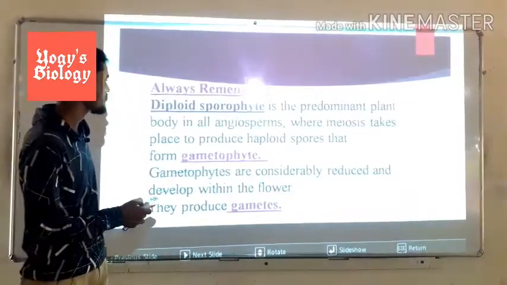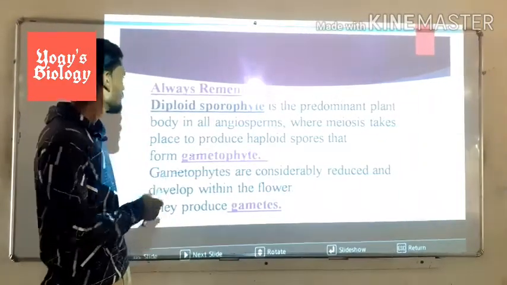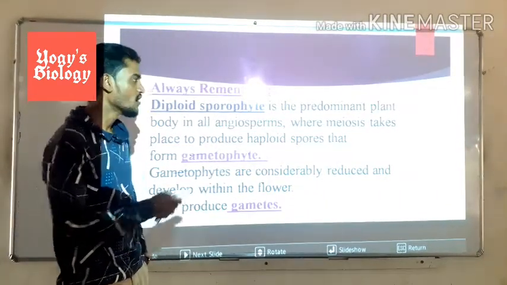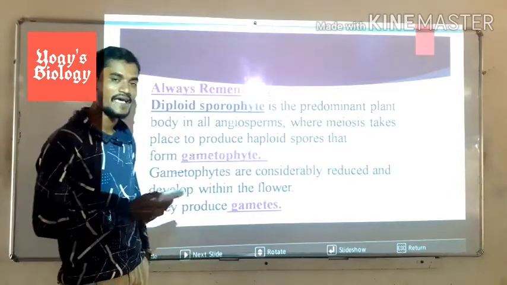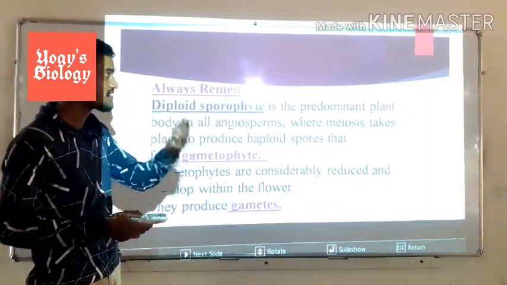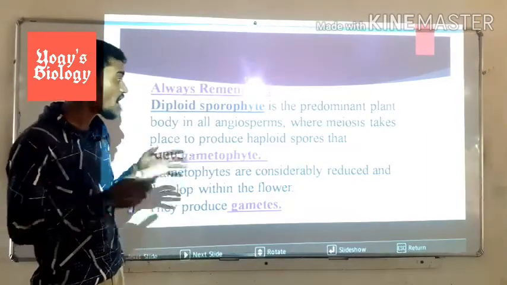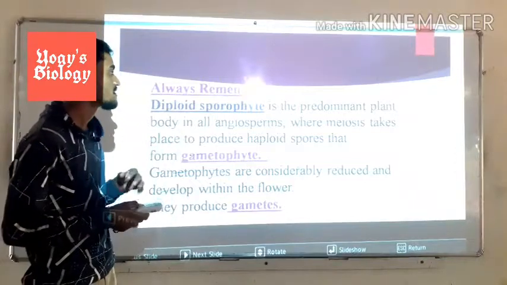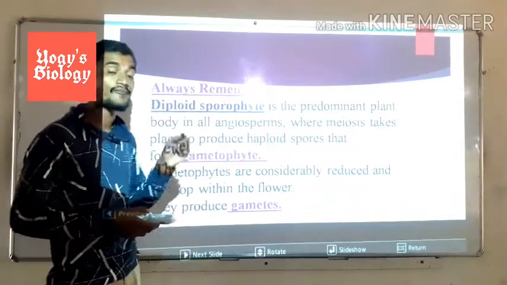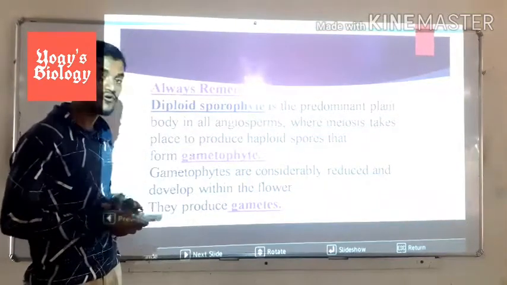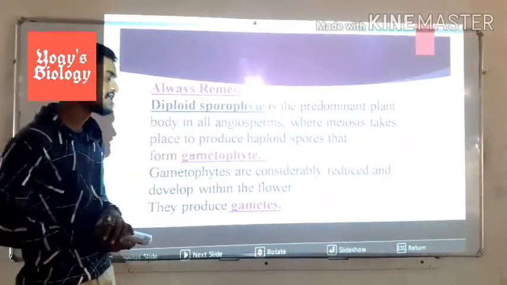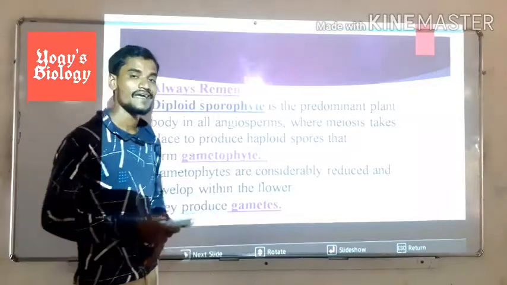Always remember, the diploid sporophyte is the predominant plant body in all angiosperms, where meiosis takes place to produce haploid spores that form the gametophyte. The gametophytes are considerably reduced, so that they develop within the flower and produce gametes.